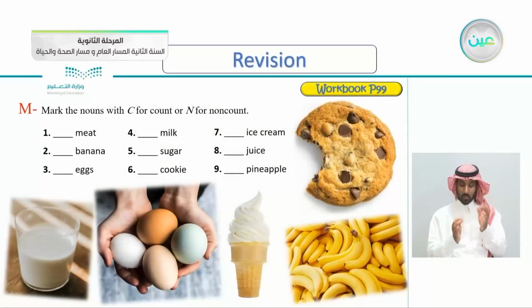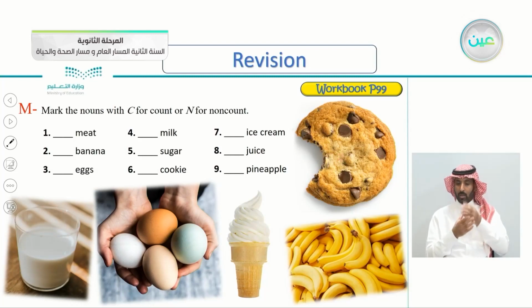But before we do that, let's open our workbooks on page 99. You can see these pictures here. What do you see here? Yes, this is a picture of a glass of milk. This is a picture of eggs, ice cream, bananas, and a cookie.